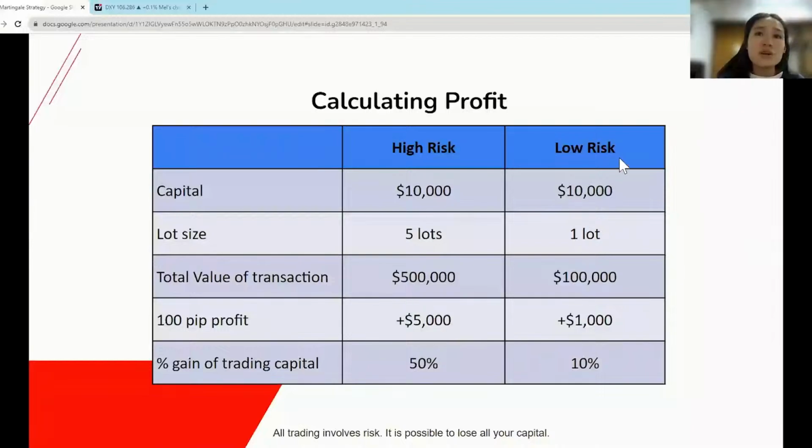Okay, if we're talking about low risk, I'm just using one lot. My initial capital is 10,000 with a lot size of 1. Total value of transaction is 100,000. So with a 100 pip profit, I would be making $1,000, which is 10% of my initial capital.